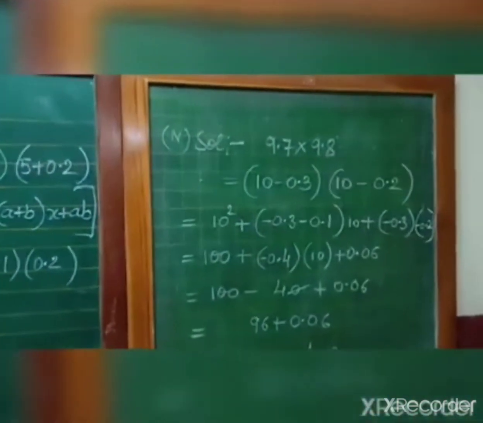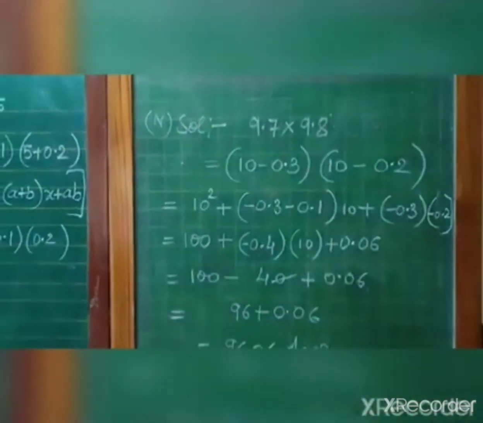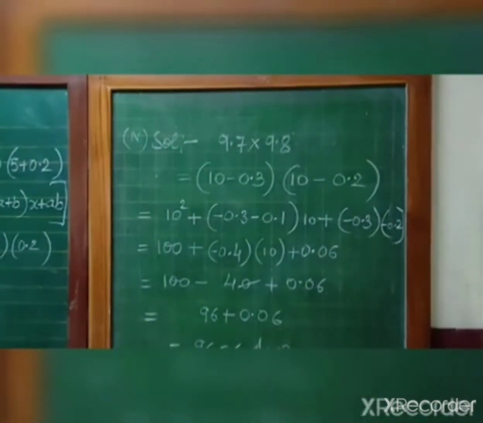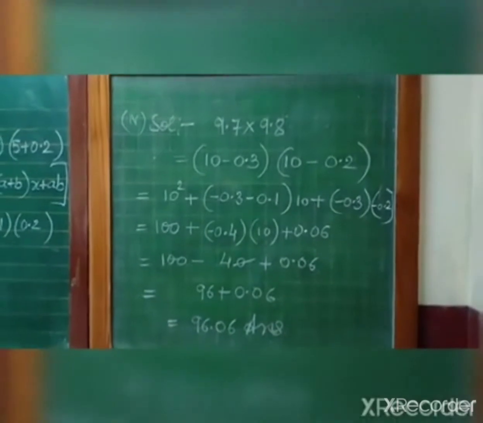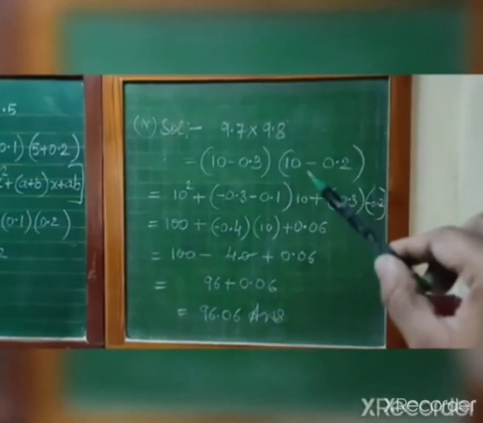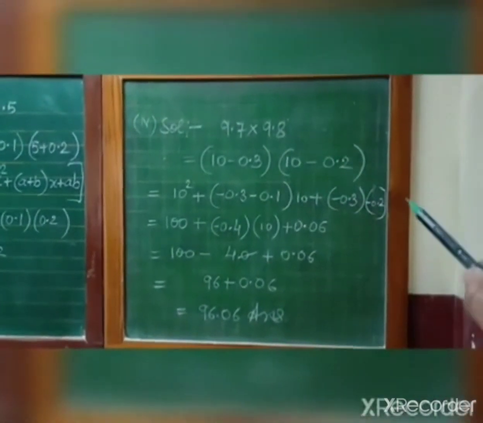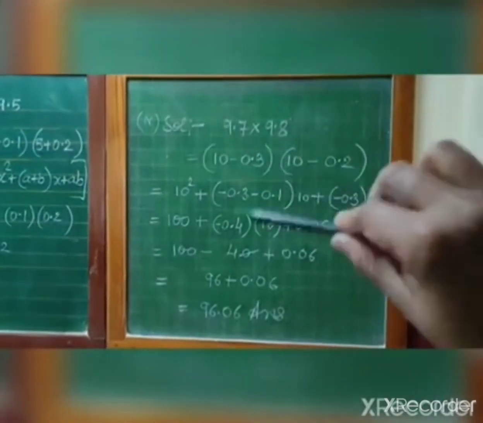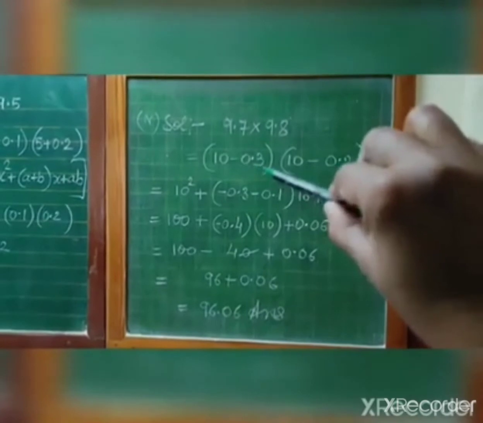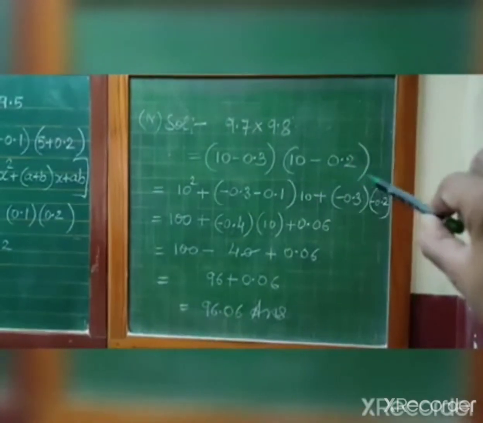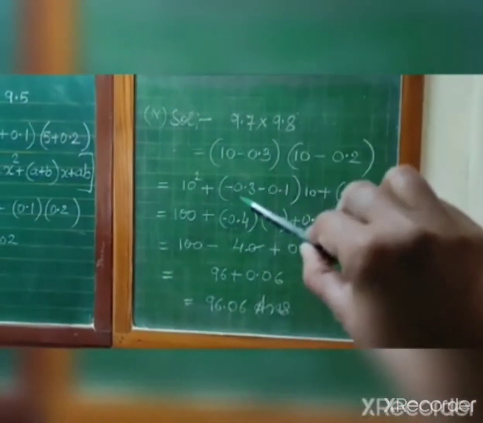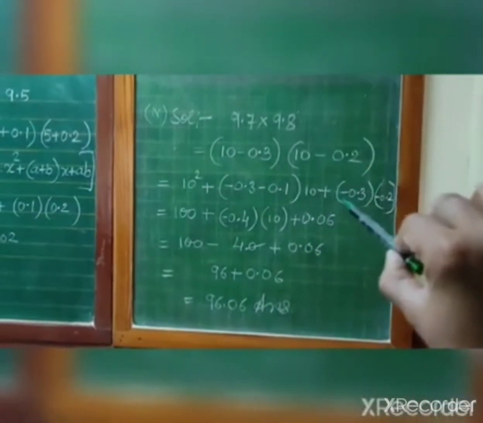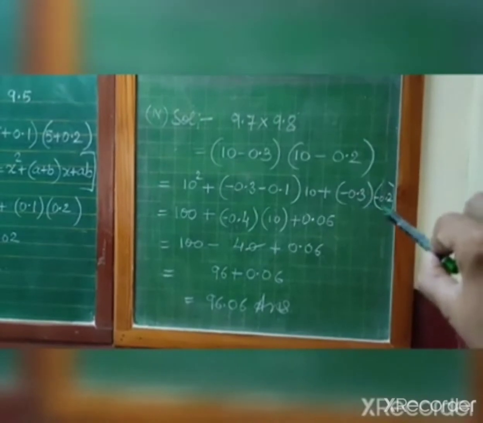Now I am solving the fourth for you. 9.7 into 9.8. You can see 9.7 and 9.8 are near to 10. So we can write 10 minus 0.3, 10 minus 0.2. Again you will get this number if you subtract. So first number x, minus 0.3 is a, minus 0.2 is b. So 10 square plus (minus 0.3 minus 0.2) out of the bracket 10, plus minus 0.3 into minus 0.2.